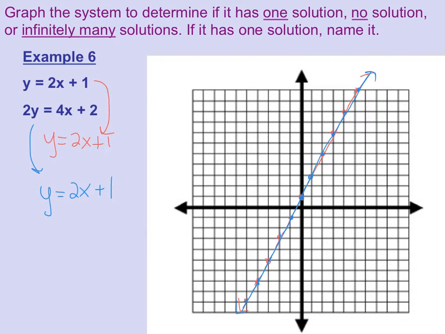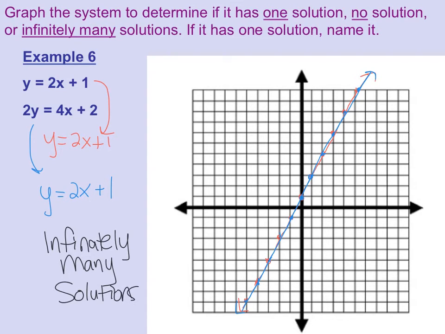So example 6 should end up being infinitely many solutions, and when you solve the bottom equation for y, you end up getting the same equation as the top. So if you graph these, they are the same lines, just right on top of each other, so that means they share ordered pairs the entire line, so infinitely many.